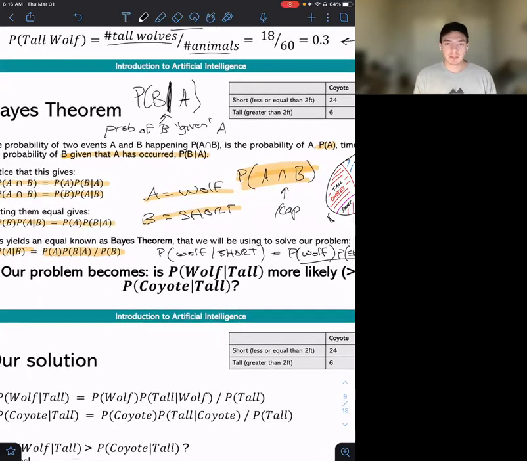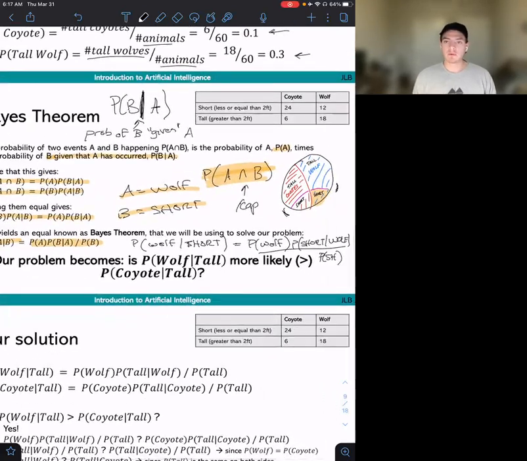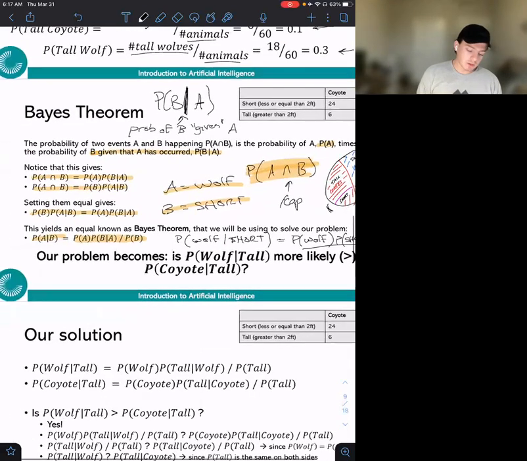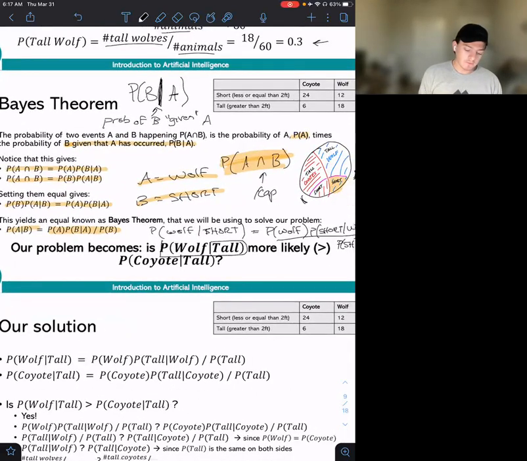So this representation is very powerful because our question at hand is we've seen something tall and we are trying to find what's the most likely case, whether it be coyote or wolf, which is asking the question, what is the probability of this, which is just conditional. So now we have some tooling. We can represent the A and B with coyote, wolf, and tall for the B, and then directly calculate and compare, and that will be our solution.